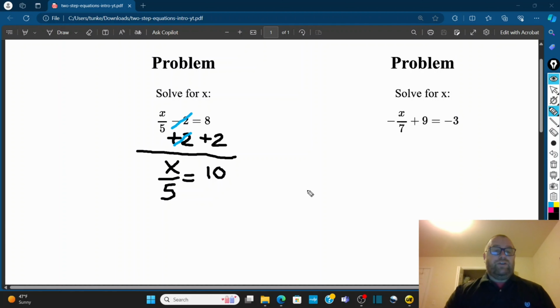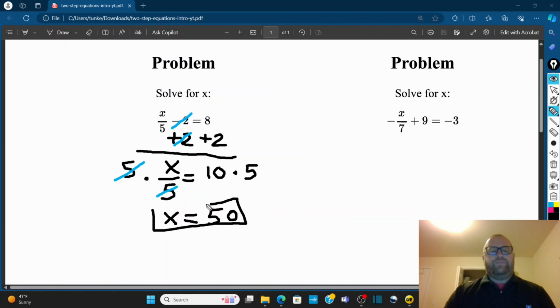Okay, so now what we need to do is undo the division on the left-hand side, because x is divided by 5. So the inverse operation of division is multiplication. So I'm going to multiply both sides by 5. And the 5's on the left-hand side here will cancel. And we're left with x equals 10 times 5. Well, what is 10 times 5? 10 times 5 is 50. So in our first problem, x equals 50.